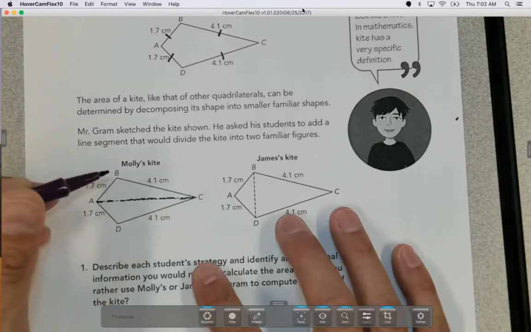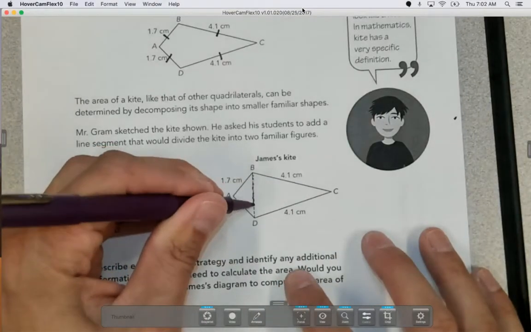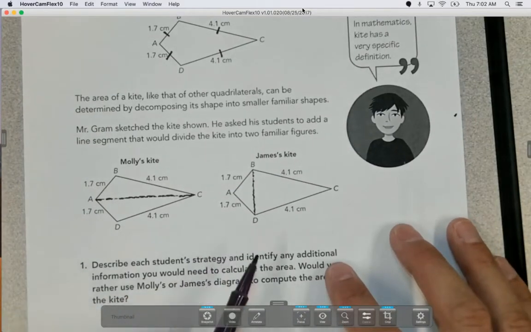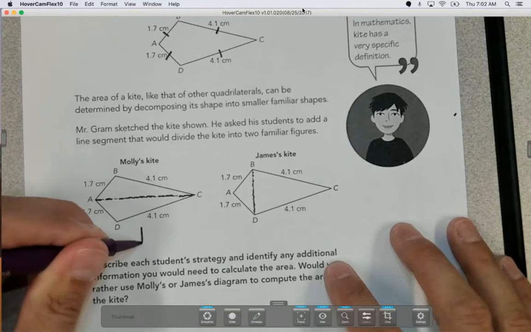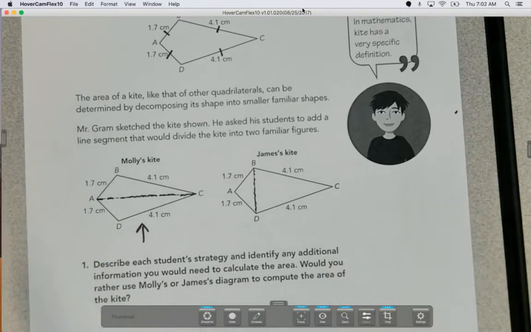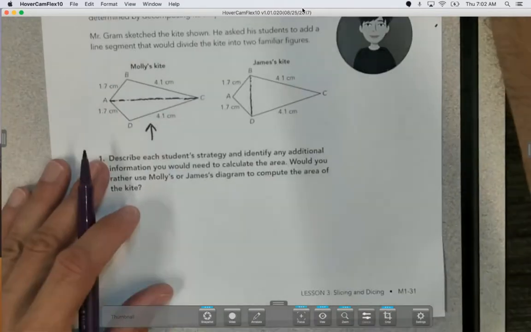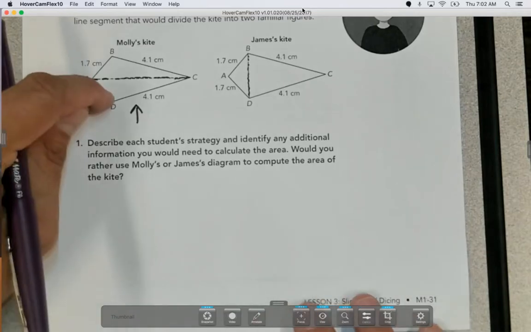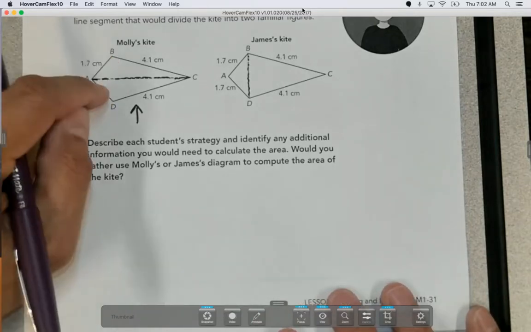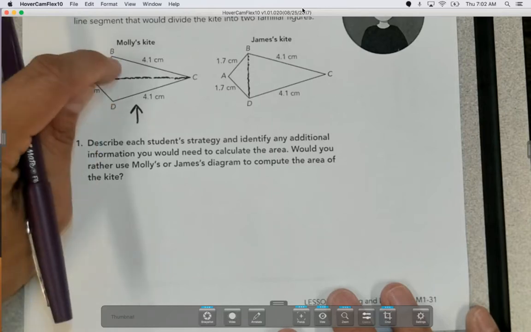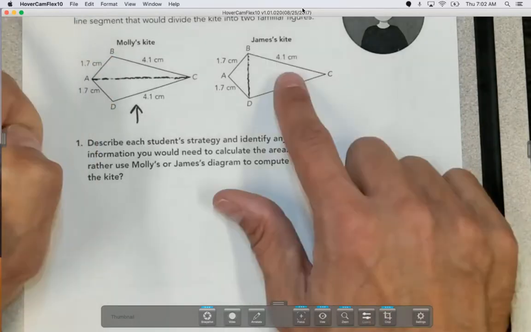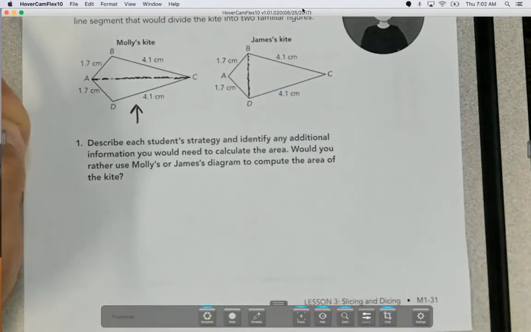And then James's kite, and James divided it this way. And in class, I believe it was Michaela told us, and we all kind of agreed that Molly's kite would probably make the most amount of sense for dividing it because it should be easier, because both of the triangles Molly made are congruent to each other. So this triangle is congruent to this triangle. It is the same shape and size as this triangle. And so if I'm finding the area, this should be easier. Whereas James's kite would be two different triangles. So it'll be harder to find the area of those.